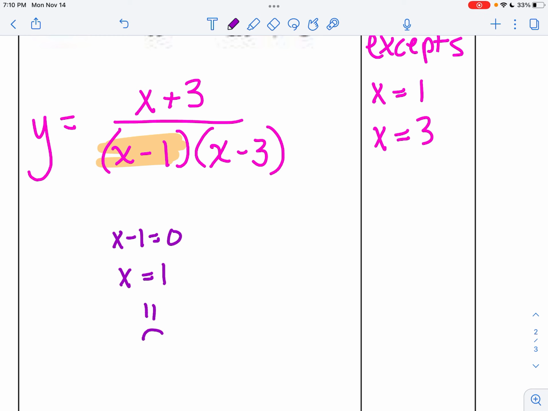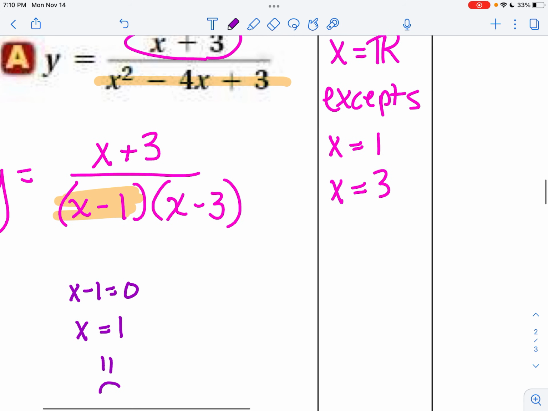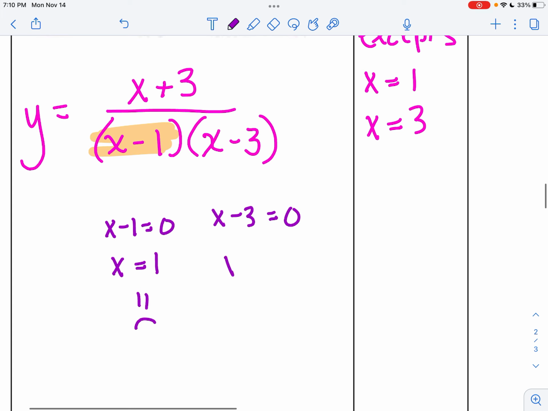Equal 1, and that would be sad. Bad, then sad. Okay, and then this would be x minus 3 is 0, and then if you add 3, you get 3. And that would also be sad, because it would make you mad because you would be dividing by 0. And so that's where the numerator can be 0.